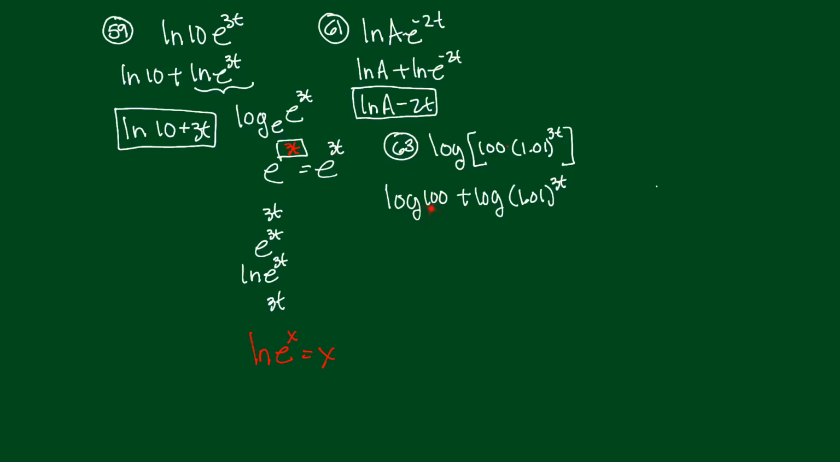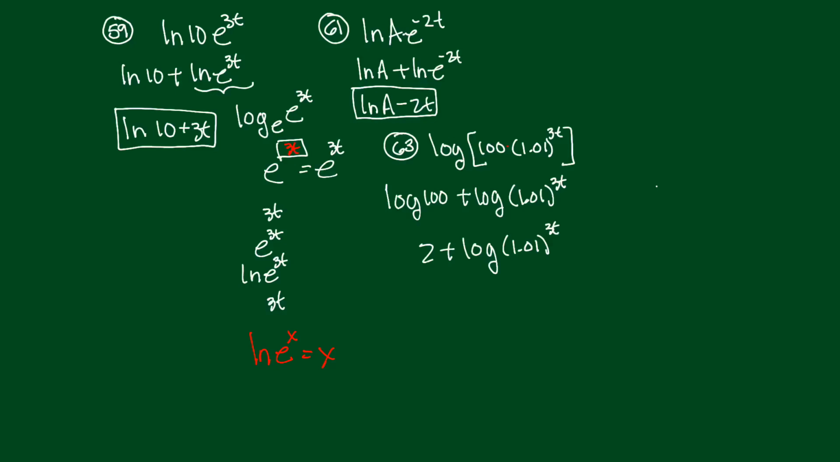Now what's this log of 100? Well, the base is 10, right? So the base is 10. So this is an exponent. What exponent do you put on 10 to get to 100? It's 2. Right? So this is 2 plus. Now I don't think there's anything we can do here, right? This base is different than this base. So we're just going to have to write it as it is. So log of 1.01 to the 3t.